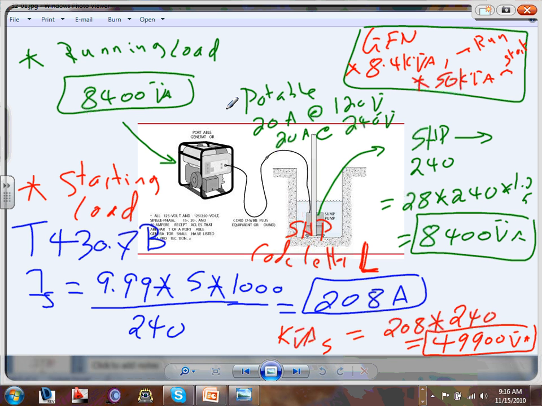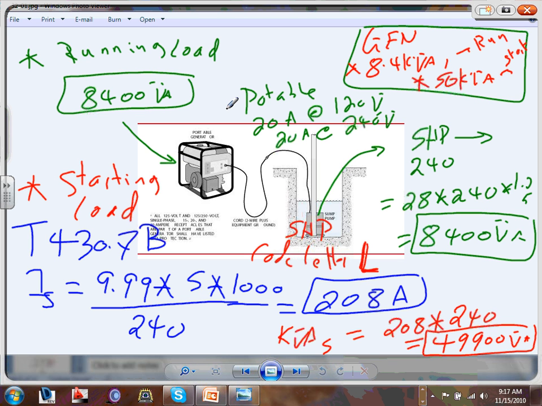Look at the furnace, half horsepower. The furnace, because it's a motor, guys, half horsepower. To run it, it needs 875. But to start that boy, it's 2650. 2650 to start it. Toaster and all this good stuff.